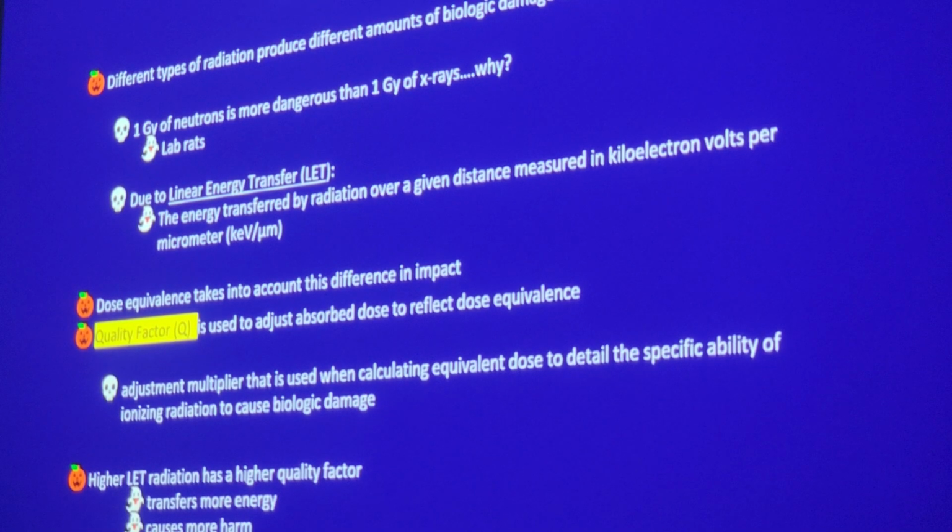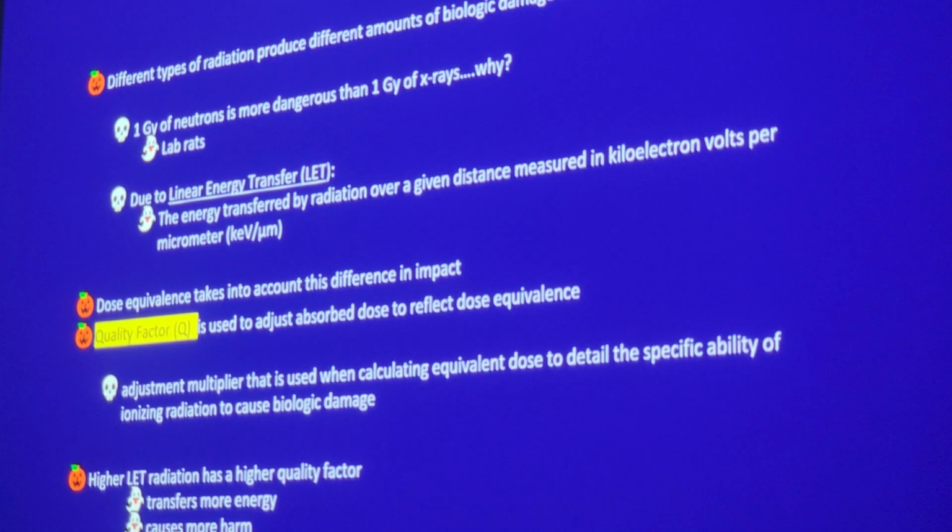I'm sorry, what was the question? Higher frequency? So 1 gray, same dose, 1 gray of neutrons is more dangerous than 1 gray of X-rays. Has a lot more energy, right? Yeah, so what they did was test the same dose on lab rats, and the 1 gray of neutrons killed the lab rats, but the 1 gray of X-rays did not.